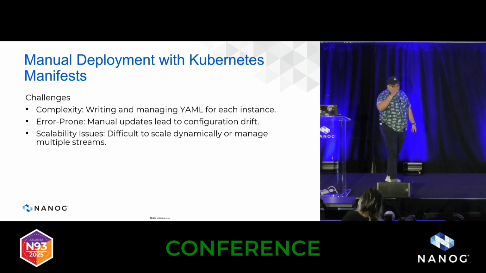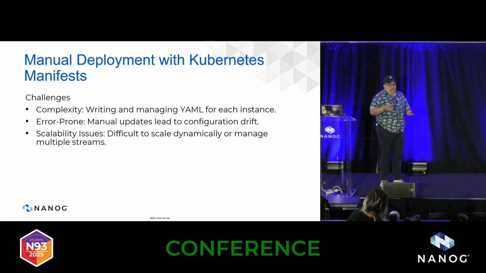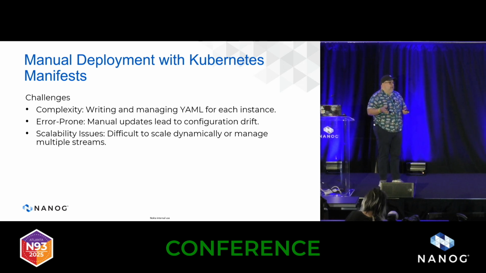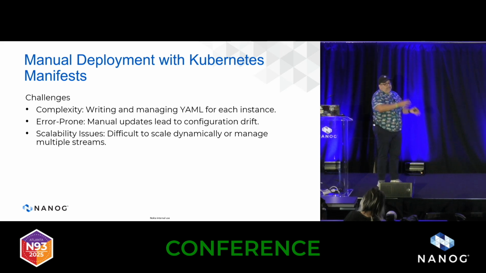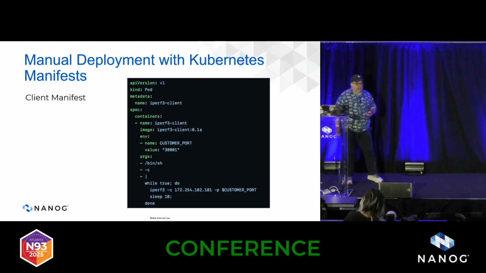So when you're using manual deployment with manifests, there are some challenges. First, the complexity of writing or managing your own YAML files, and you have to do everything explicitly in the YAML file. That is very error prone, so somebody can make a mistake when writing the YAML file. And also scalability. If you want to create like 100 flows or 300 flows, this doesn't scale.